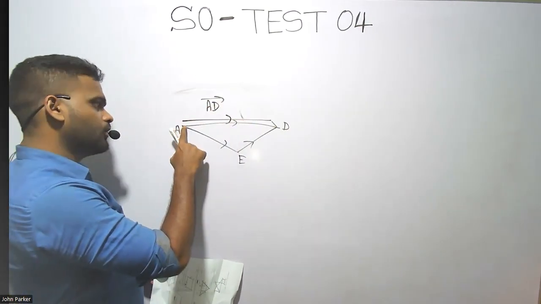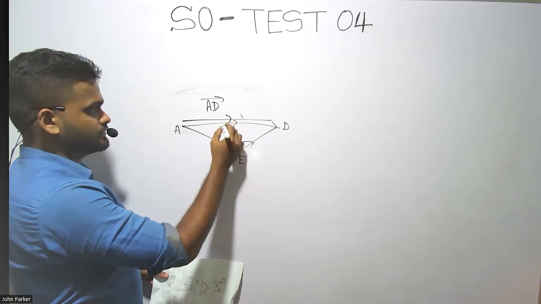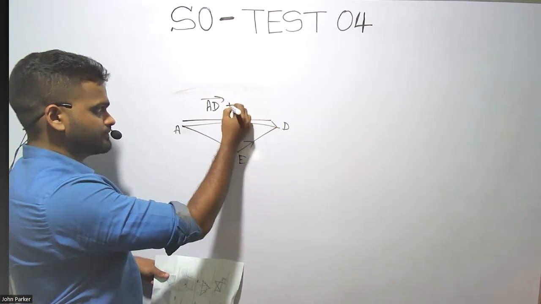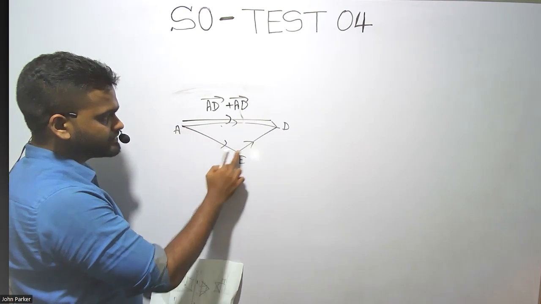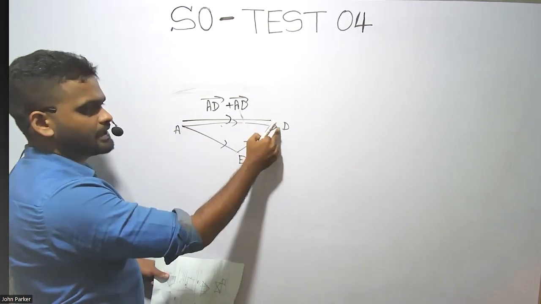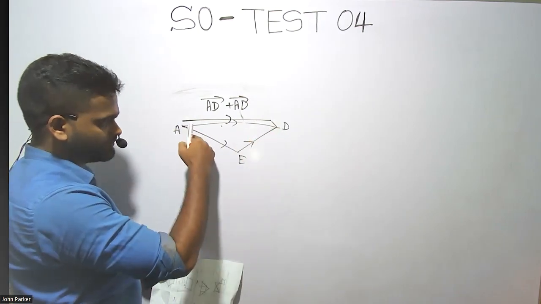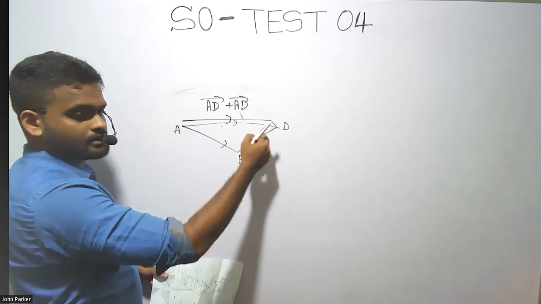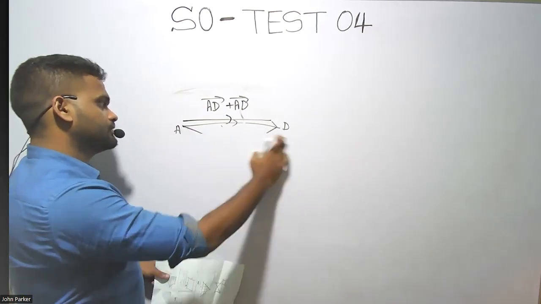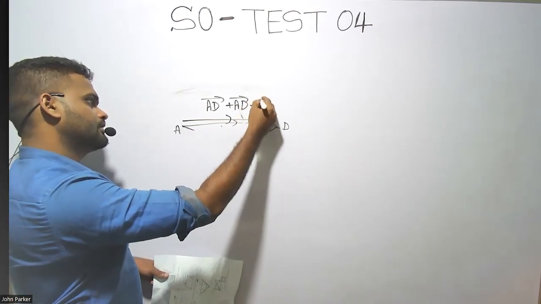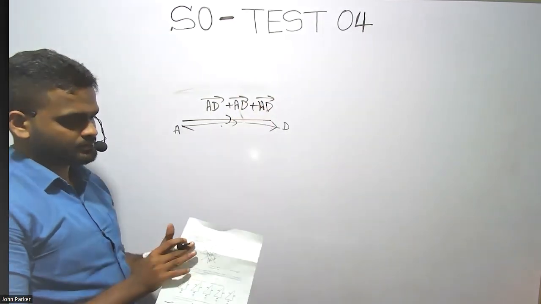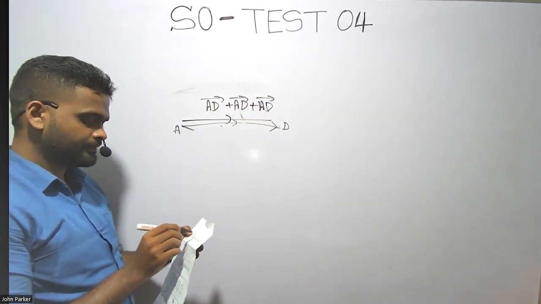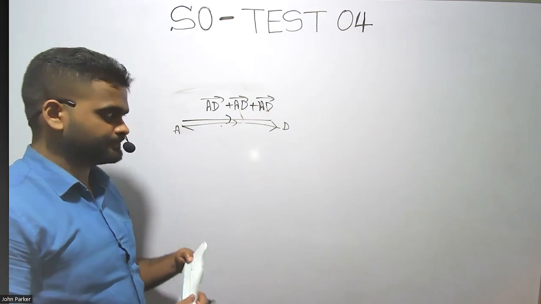Then already there's an AD here as well. So that is another AD. Then this system also starts from A, ends at D, in one direction, right? So that also forms AD. So we have 3 ADs. So the answer should be the second one.